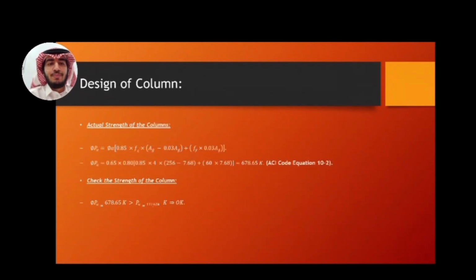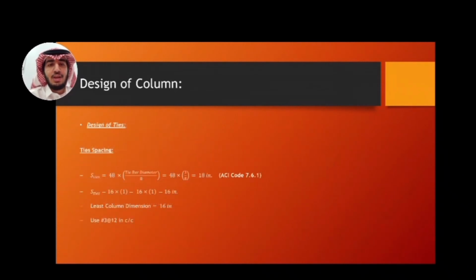Actual strength of the column, which is equal to phi Pn. After we find the phi Pn, we compare it with the Pu. If it is bigger than Pu, then the design is okay. If it is less than Pu, then the design is not okay.